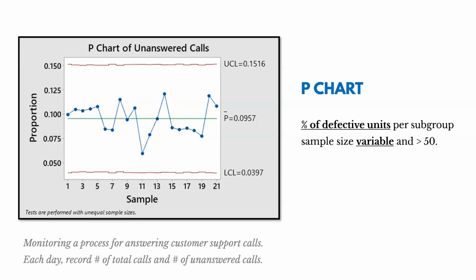So here's the example in this case. We're monitoring a process for answering customer support calls. And each day we record the number of total calls and the number of unanswered calls. So the number of total calls changes. We've got this variable sample size, so we're going to use a P chart in this case.